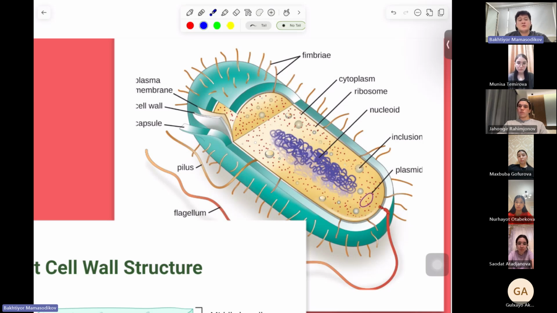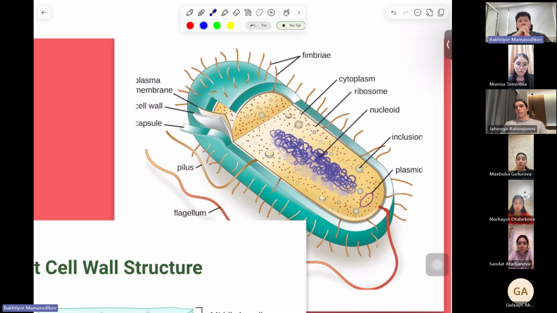Fimbriae can also be used as an attachment. So it should attach somewhere. The bacteria should attach to somewhere, and it uses its fimbriae to attach to the walls of organisms. Okay, this is important for that.